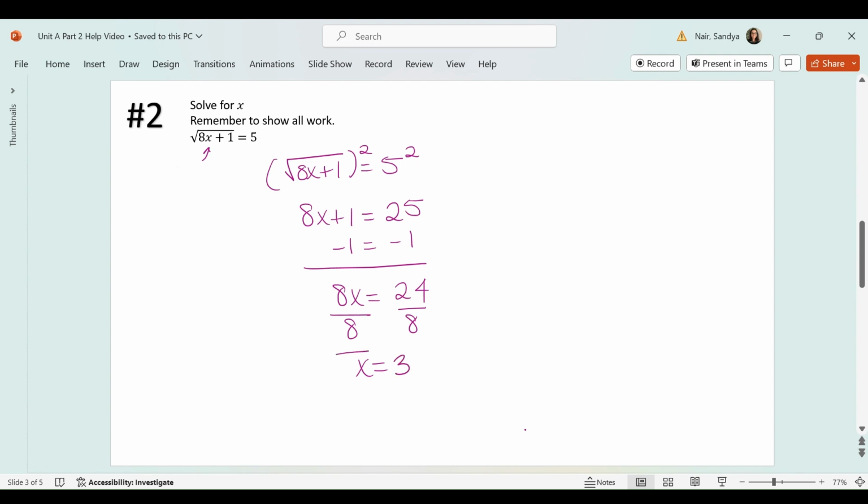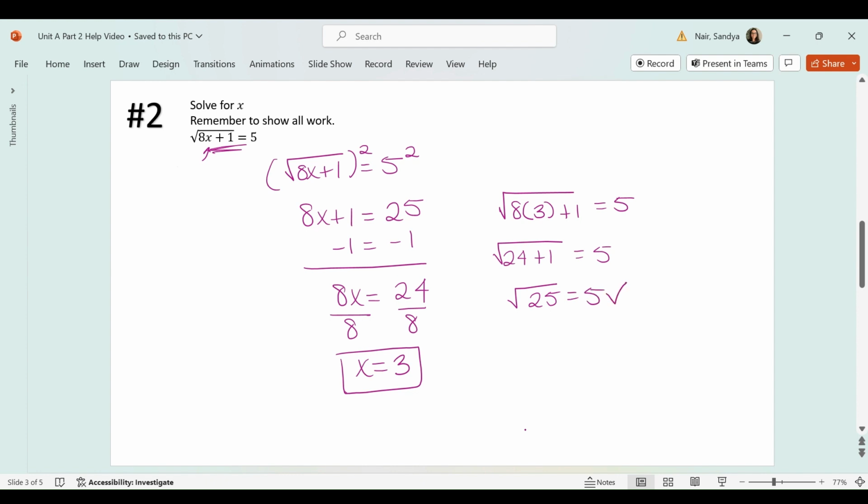But remember, when we're working with square root equations, we always want to make sure and check our answer. So I'm going to plug it back into the original equation, the equation I started off with. So I have the square root of 8 times, instead of x, I'm going to plug in my 3. So square root of 8 times 3 plus 1, and I want to check if that's equal to 5. That's telling me that the square root of 8 times 3, which is 24, plus 1, is equal to 5. And that's telling me that the square root of 25 is equal to 5, which is in fact true. So we know we found the correct solution.